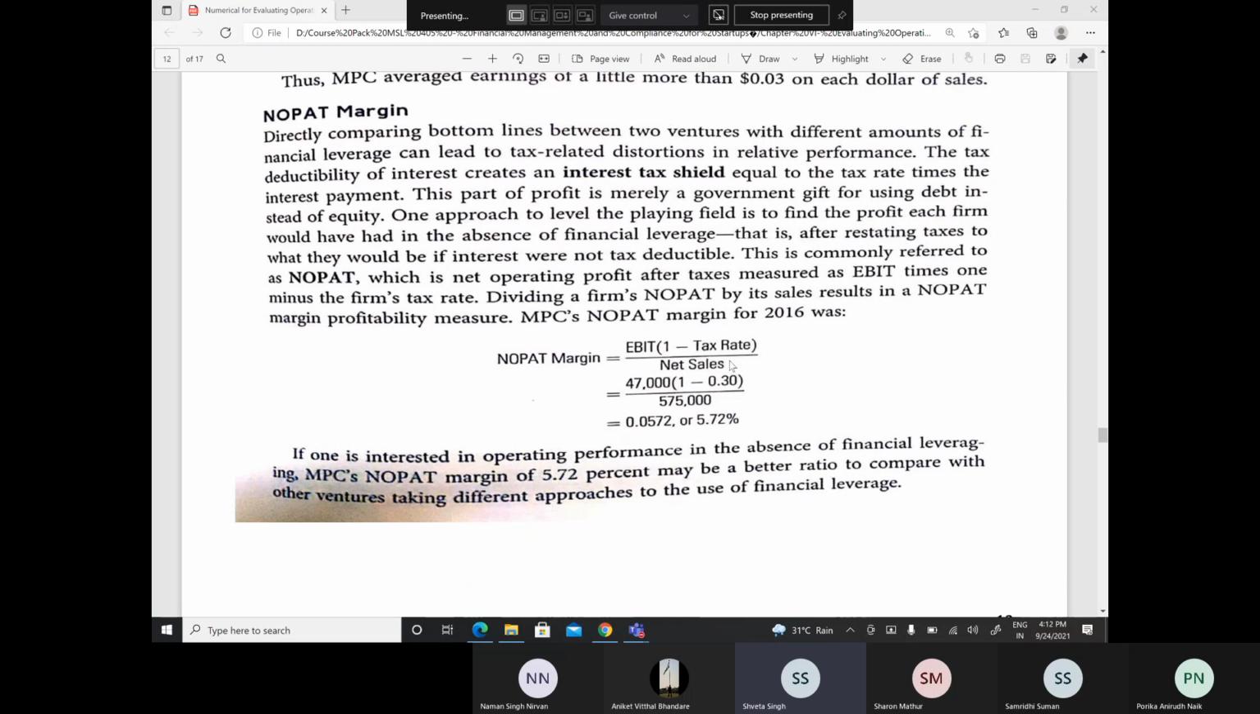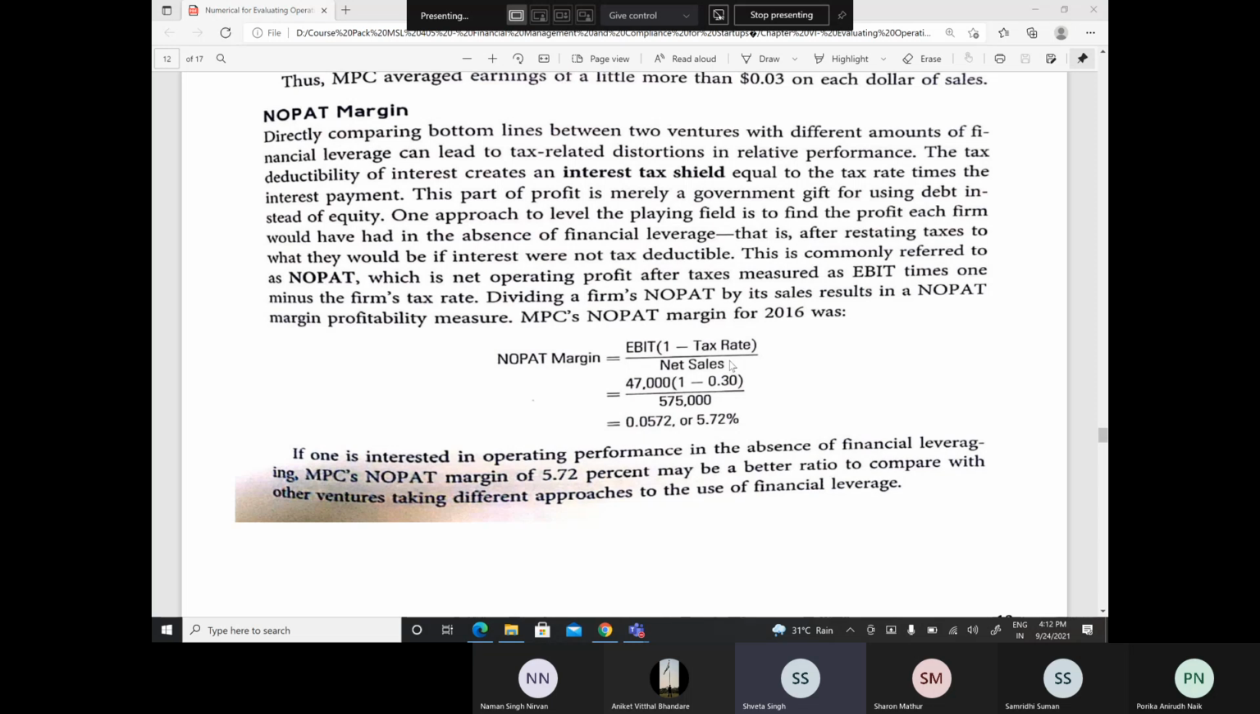One approach to level the playing field is to find the profit each firm would have had in the absence of financial leverage, that is after restating taxes to what they would be if interest were not tax deductible. This is commonly referred to as NOPAT, which is net operating profit after taxes measured as EBIT times 1 minus the firm's tax rate. Dividing a firm's NOPAT by its sales results in a NOPAT margin profitability measure.